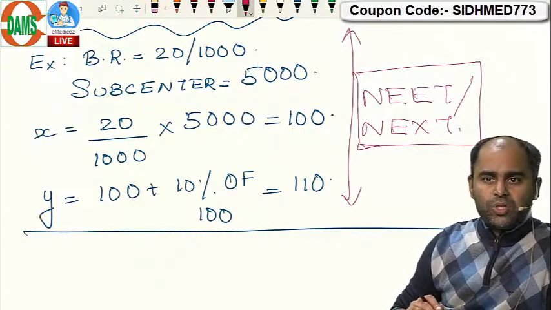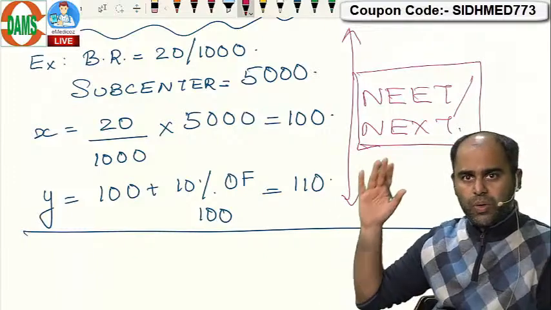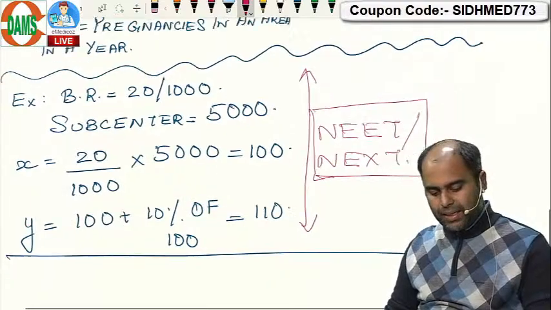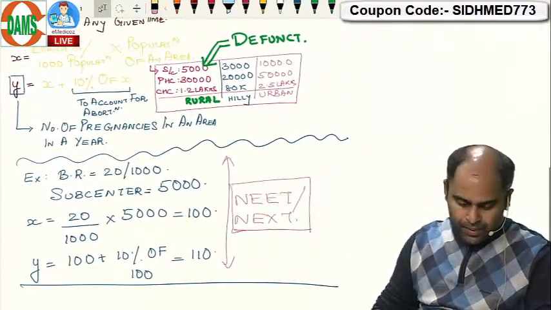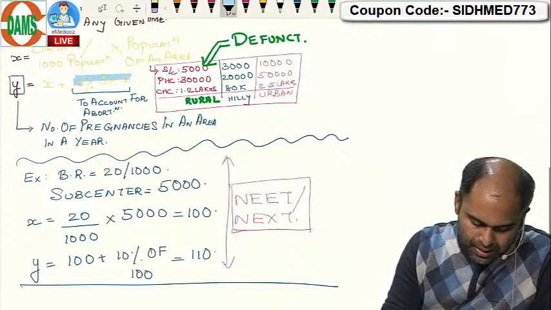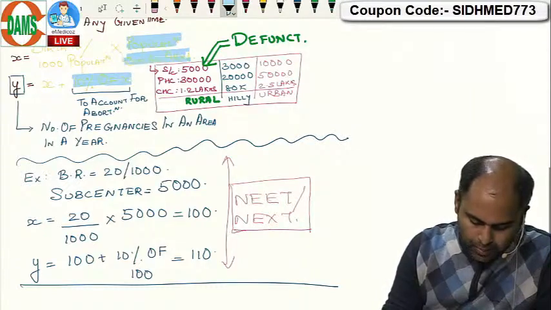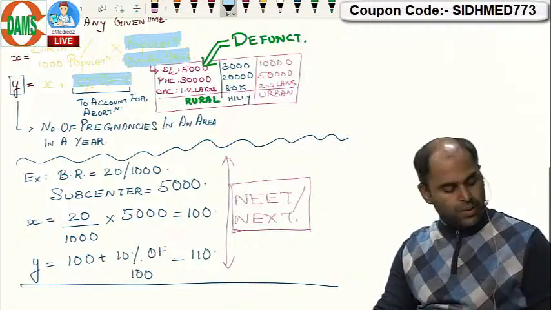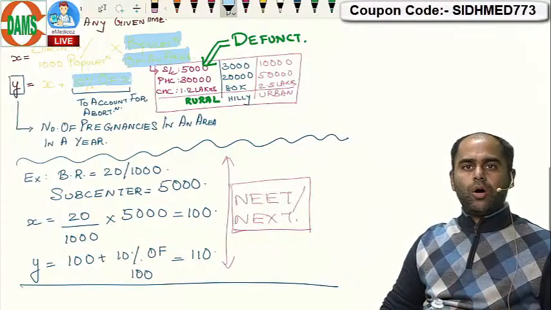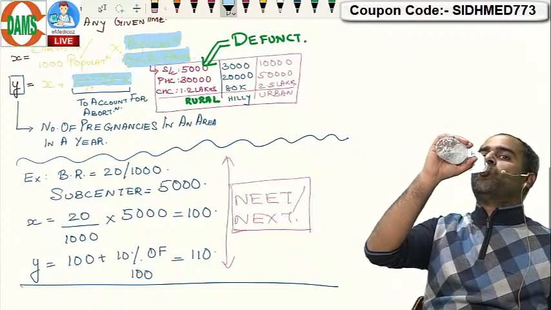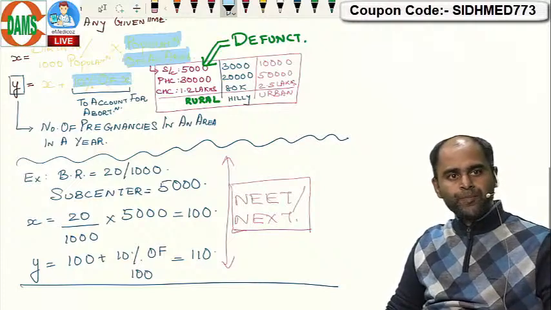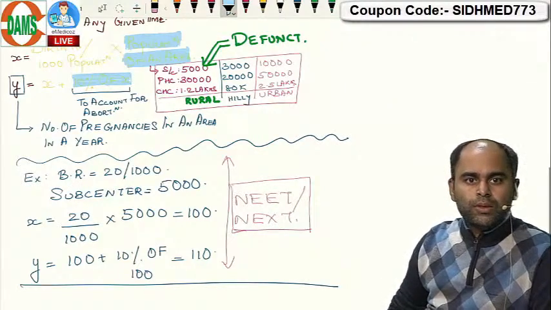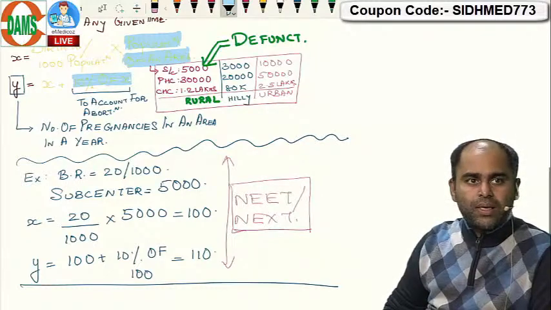Yes, any student has any query till this point? Yes, simple mathematical calculation I have done. Now, the students make blunder by forgetting to use this or by not knowing the population of an area. If you forget these, you will be in a lot of trouble. Okay. Done, my dear boys and girls.